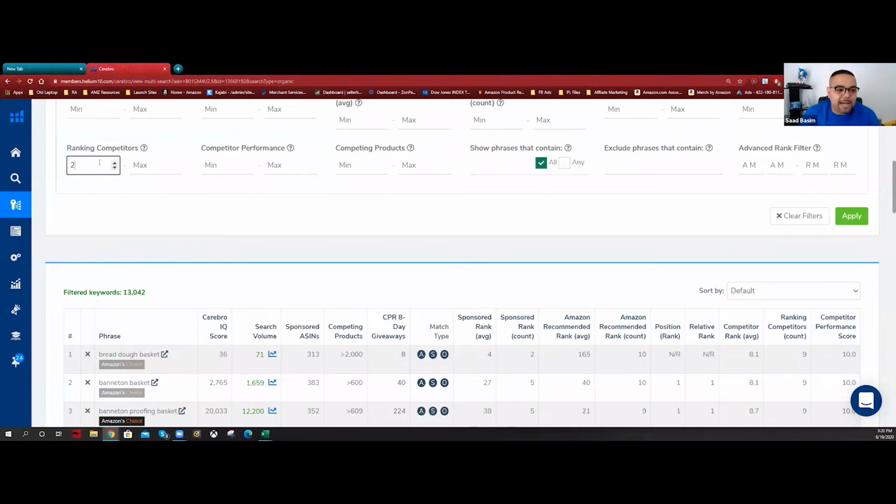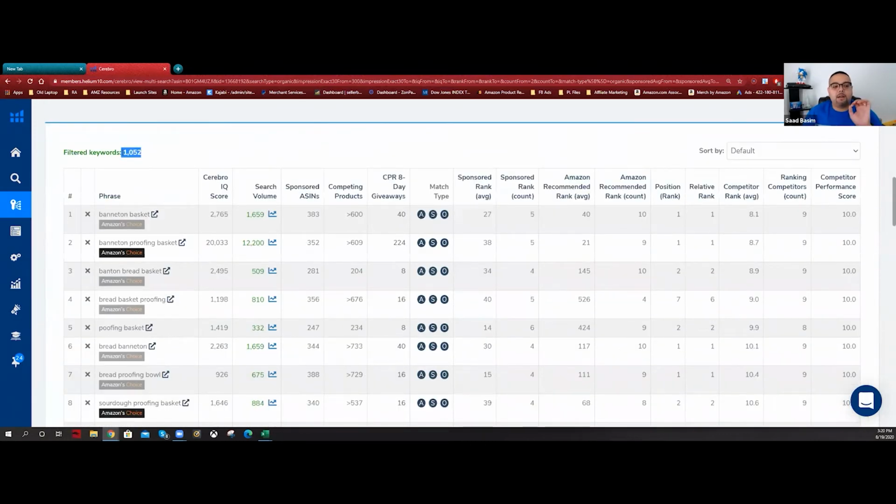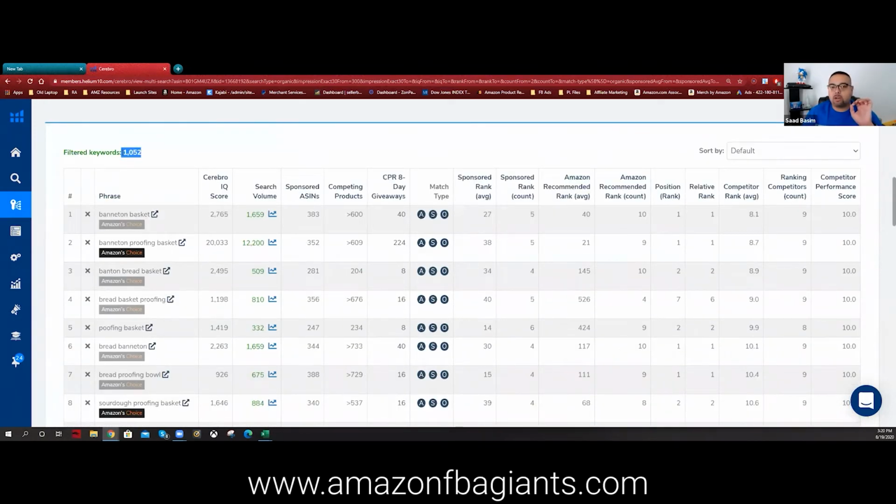Now, once I do that, look at the 13,000, what happened to it? It comes down to 1,000. So we had almost 12,000 keywords that meant nothing to us. They're basically only keywords I'm indexed for, but not the ones I'm making sales from. So now from all these competitors, we have 1,000 ranked keywords, and that's very important for us.